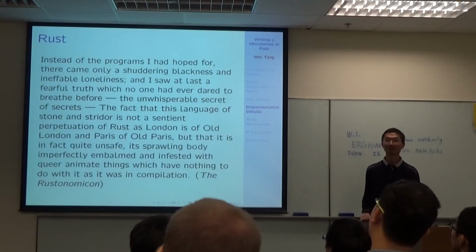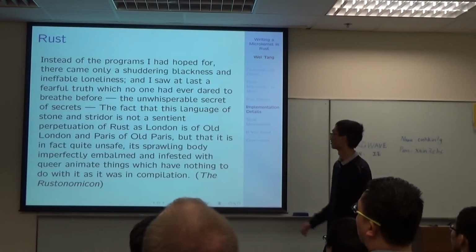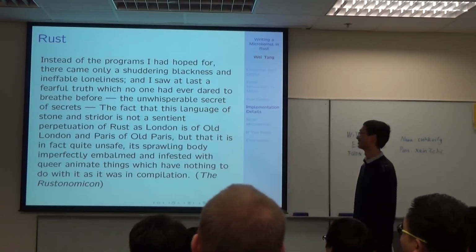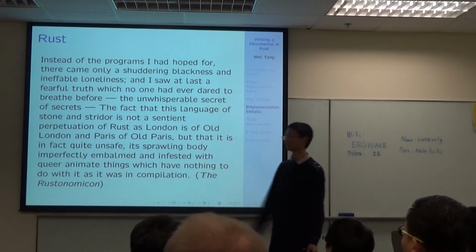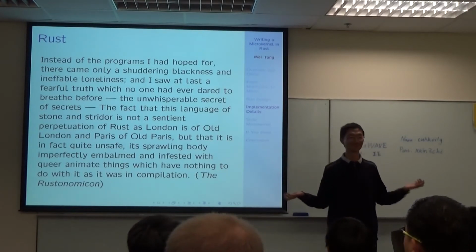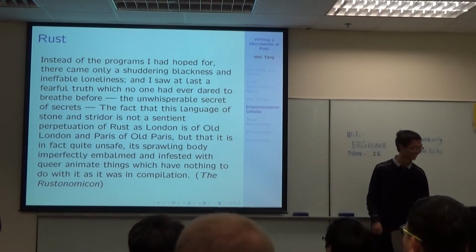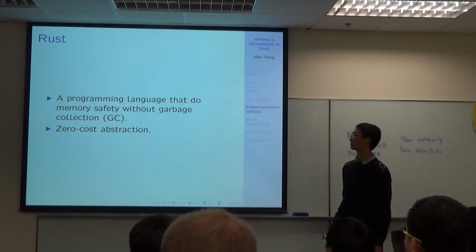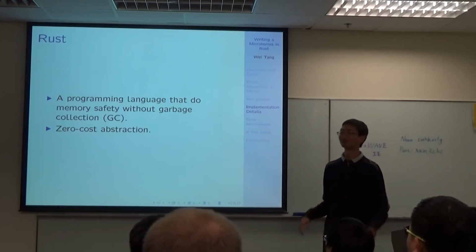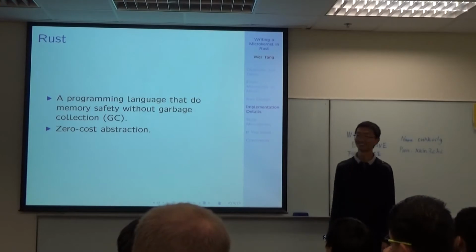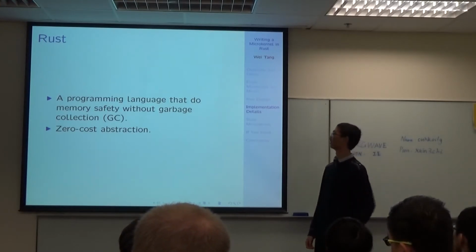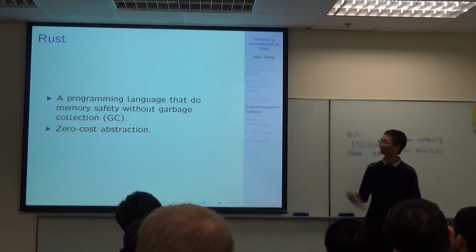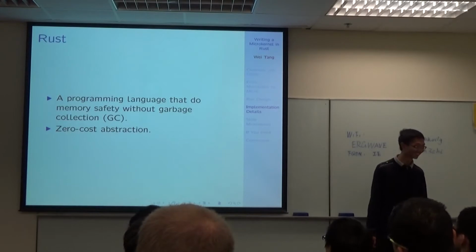So wait. Oh, this is a rendered paragraph from a book called the Rustonomicon. It's about how to write unsafe Rust code. Rust, if you don't know, is a programming language that has memory safety without garbage collection. That is very appealing to me. And it tries to achieve zero-cost abstraction. I don't know whether it really does that or not, but it tries to.